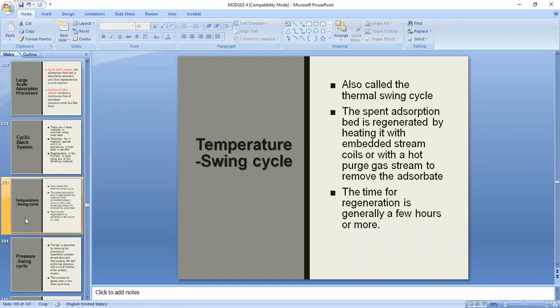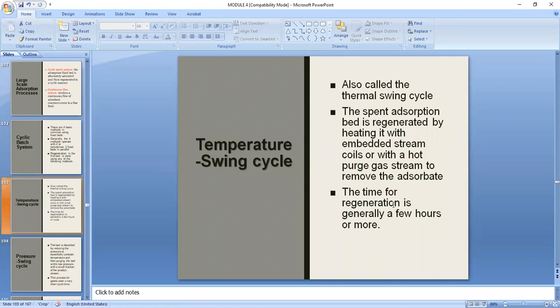This is also called the thermal swing cycle. The spent adsorption bed is regenerated by heating it with embedded steam coils or with a hot purge gas to remove the adsorbate. Since it's already saturated, meaning all exposed surfaces already have adhering solute particles, these adhering solute particles need to be removed. That way, your adsorbent can be used again. The process of removing is through the use of embedded steam coils or a hot purge gas stream.